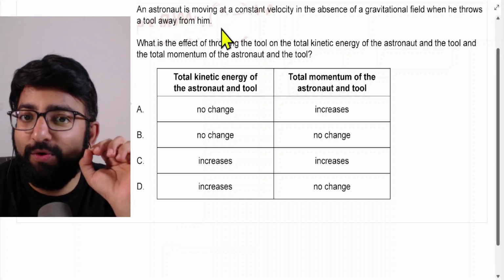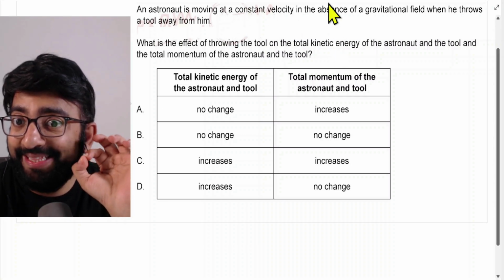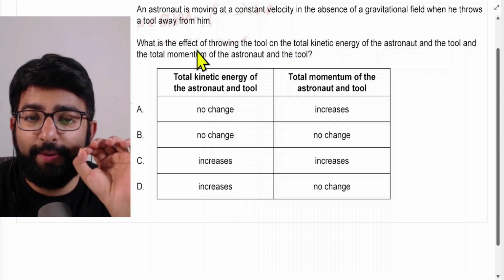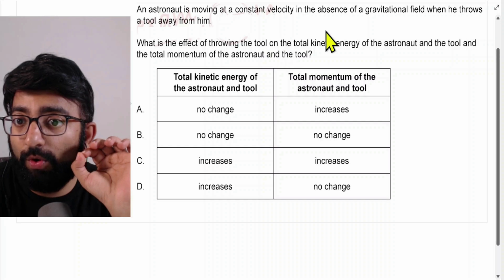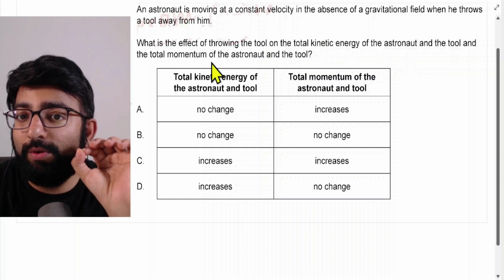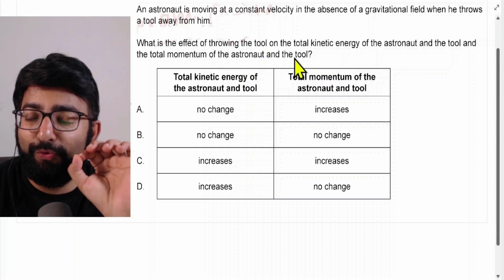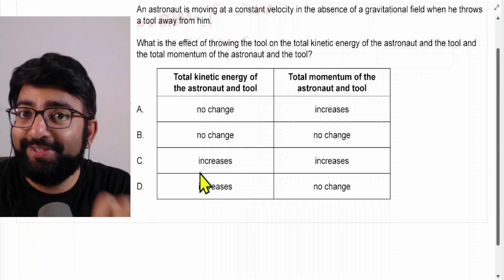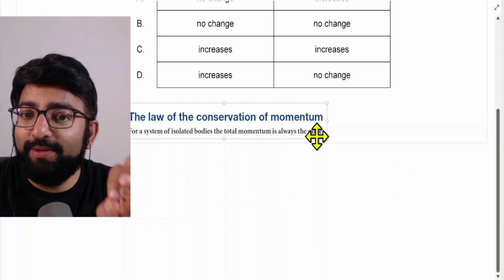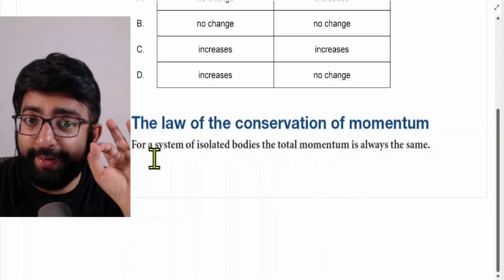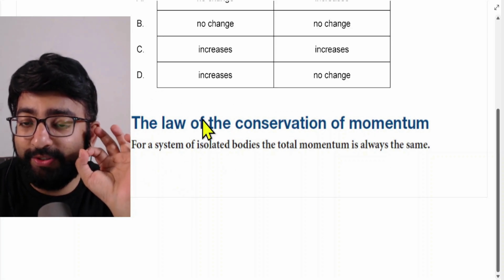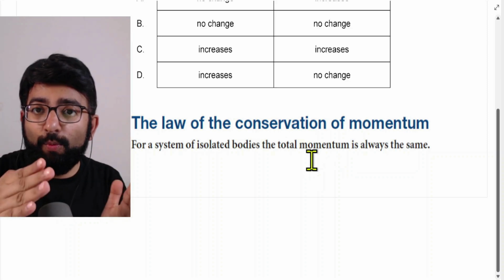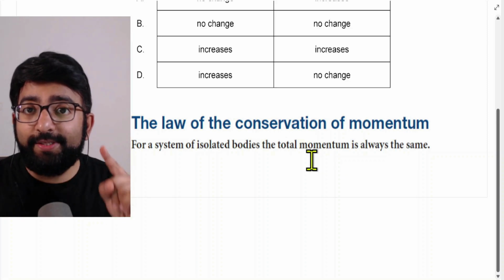It's mentioned an astronaut is moving at a constant velocity in the absence of a gravitational field when he throws a tool away from him. What is the effect of throwing the tool on the total kinetic energy and the total momentum of the astronaut and the tool? So before we get to the kinetic energy, let's focus on total momentum because that is easier. If we recall the law of conservation of momentum, which states that for a system of isolated bodies, the total momentum is always the same. So initial momentum and final momentum are always equal.